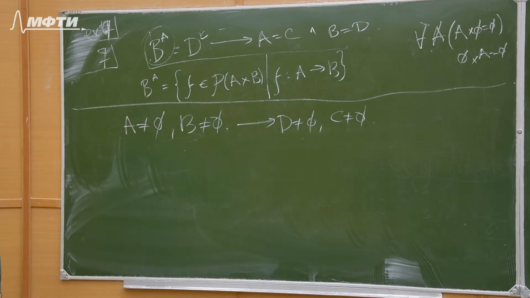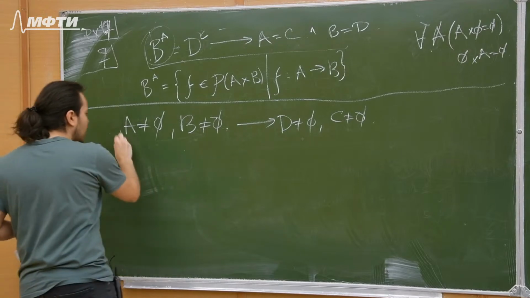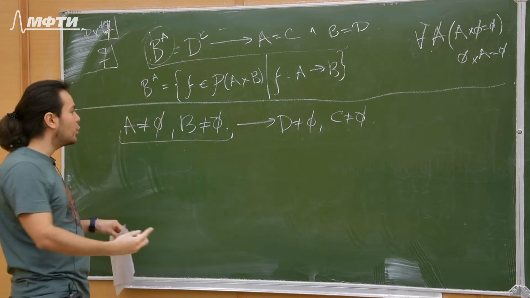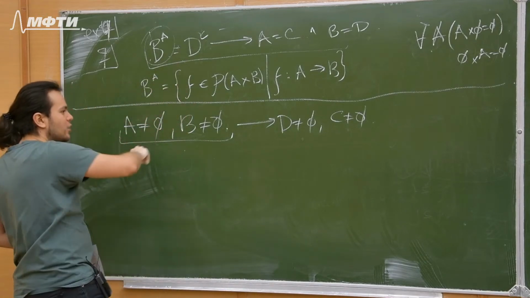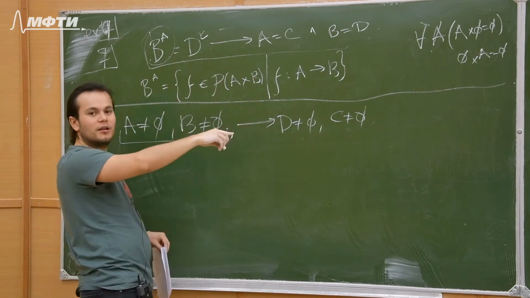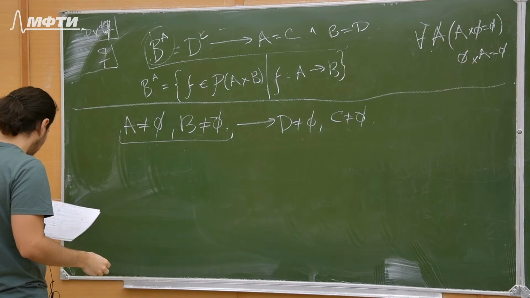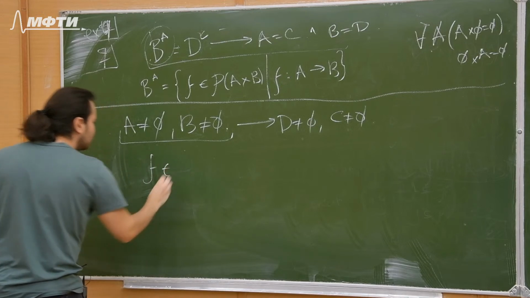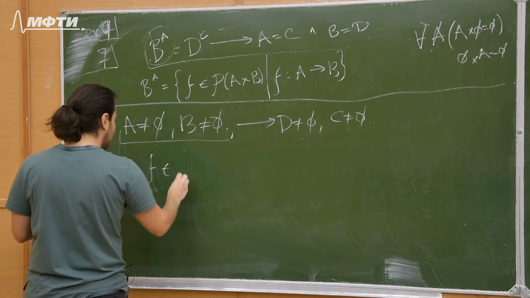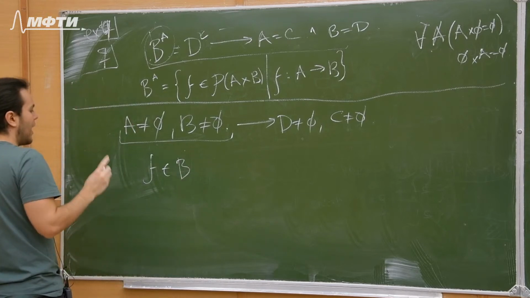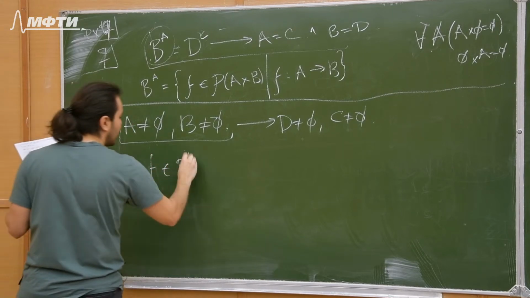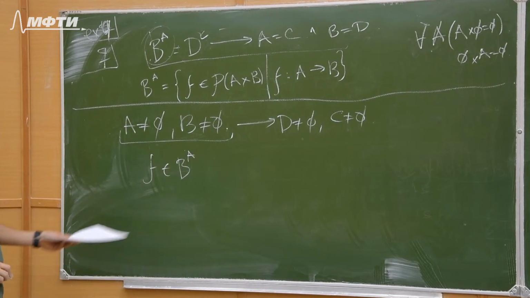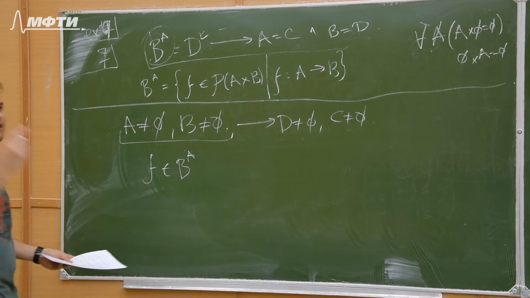Okay, so let's suppose that we have this. It means that D and C are not empty, that's good. But still we have to prove that A is equal to C and B is equal to D. Let me do that the following way. Let's take some f, a function from A to B, so an element of this set, B to the A. So f is a function from A to B.